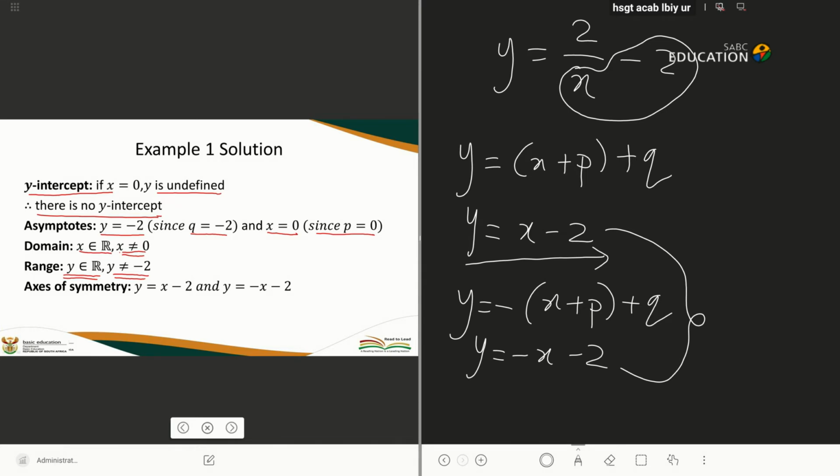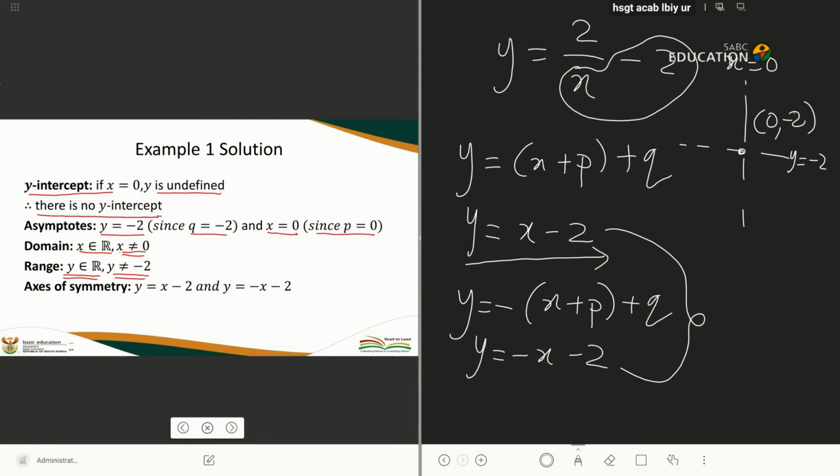Now, if we wanted to use the other method, we would say, okay, what are our asymptotes? We have a vertical asymptote that is x equals 0, and a horizontal asymptote which is y equals negative 2. So where do these two meet? They meet at the point (0, negative 2).